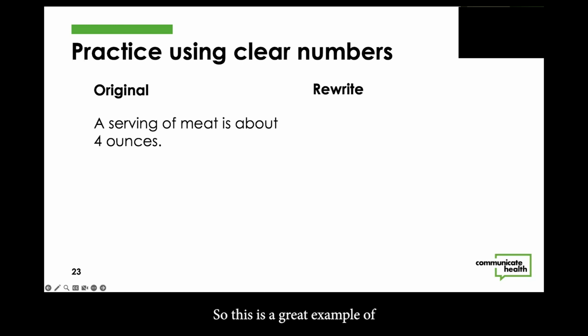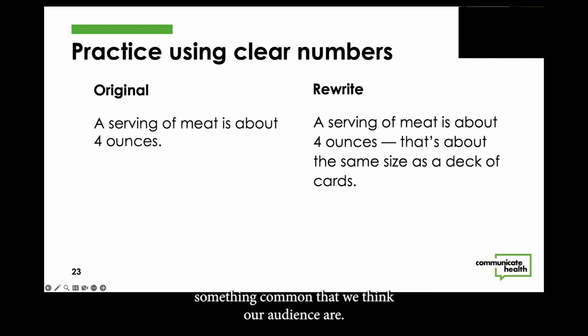Love it. That's right. So this is a great example of when it would be helpful to provide a visual metaphor, because I have no idea what 4 ounces of meat looks like. So what we want to do is come up with a visual metaphor where we talk about something common that we feel confident our audience knows. So I said here, that's about the same size as a deck of cards. That's a common visual metaphor you see for 4 ounces of meat. So yeah, great thinking there. We want a visual metaphor.